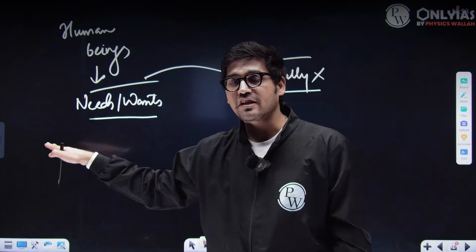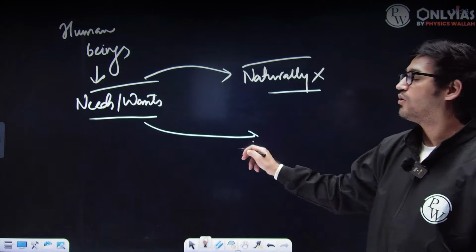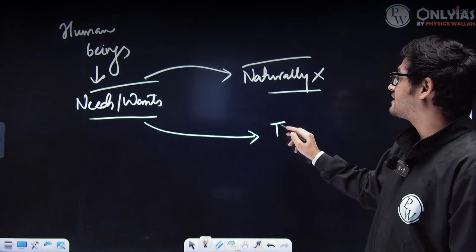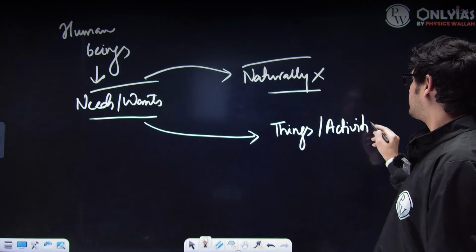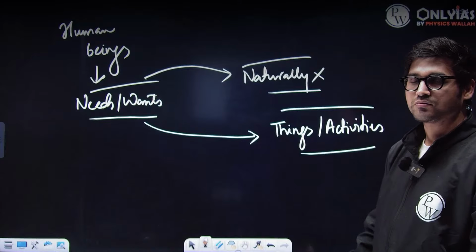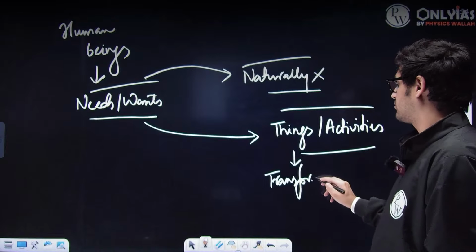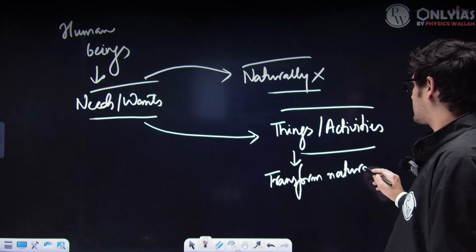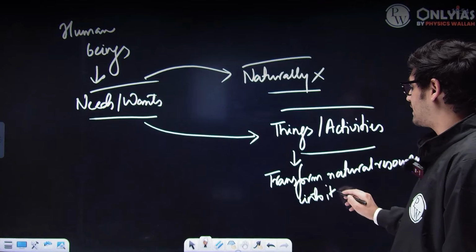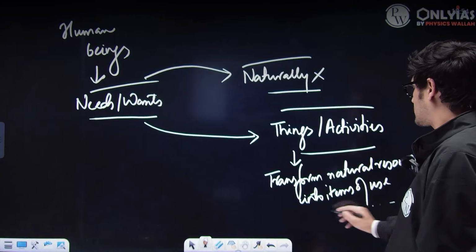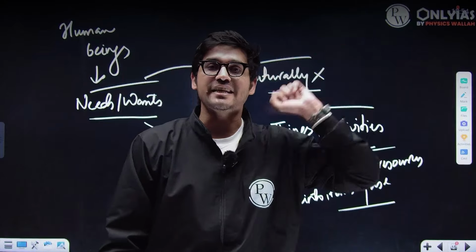Not all our needs and wants can be satisfied naturally. Some of our needs and wants are satisfied by things or by activities which require us to transform natural resources into items of use. A jacket is not hung up on trees.